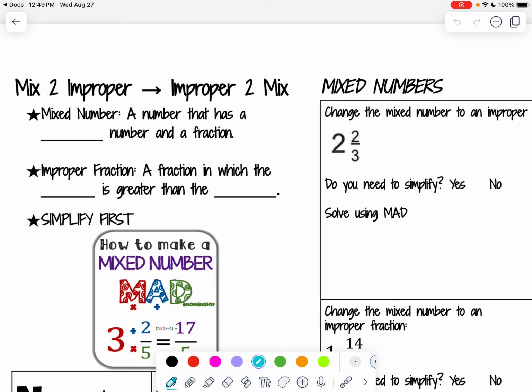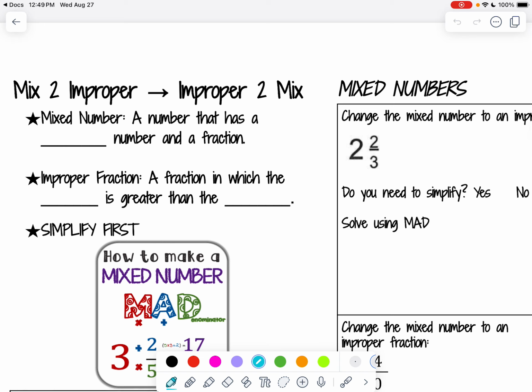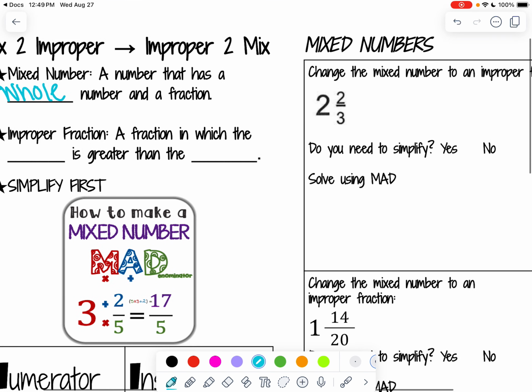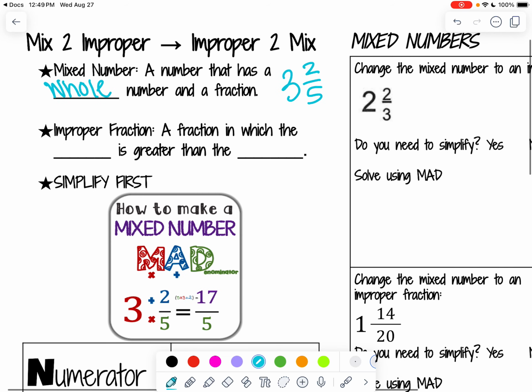A mixed number is a number that has a whole number and a fraction. Okay, so what that looks like would be 3 2/5. That is a mixed number. And an improper fraction is a fraction in which the numerator is greater than the denominator. And so what that would look like would be 17/5.